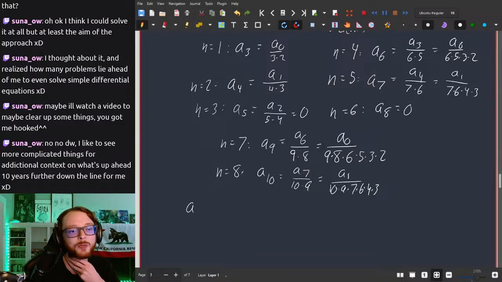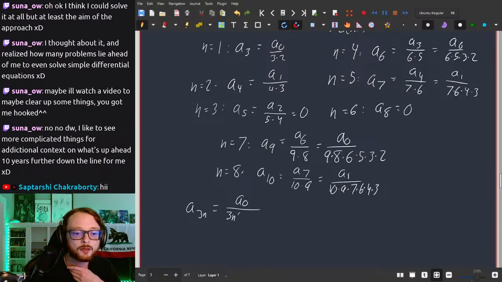So we have three different possibilities for n. If n is a multiple of 3, it's equal to a sub 0 over 3n minus 1 times 3n minus 3, 3n minus 4, dot dot dot, times 3 times 2. I think that's the best that we can really do with that.